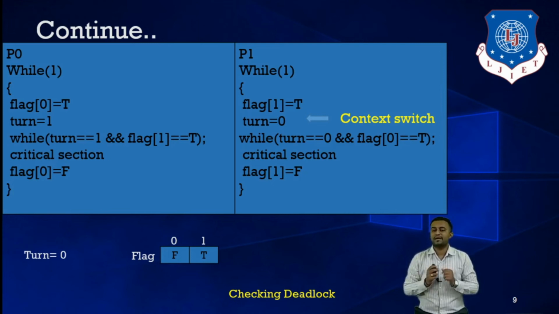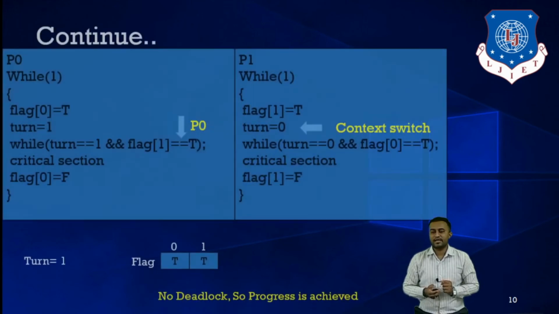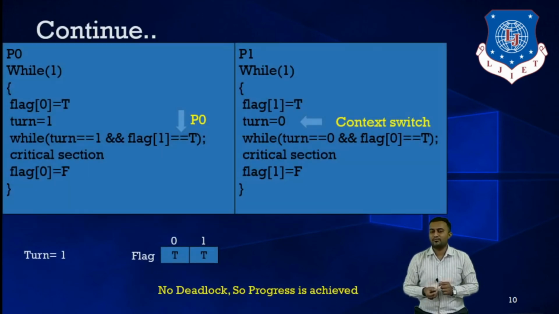Now P0 will start its execution. P0 is also interested in entering the critical section. So once the context switching is performed, P0 will start its execution, and flag of 0 would be set to true and the turn variable would be 1.